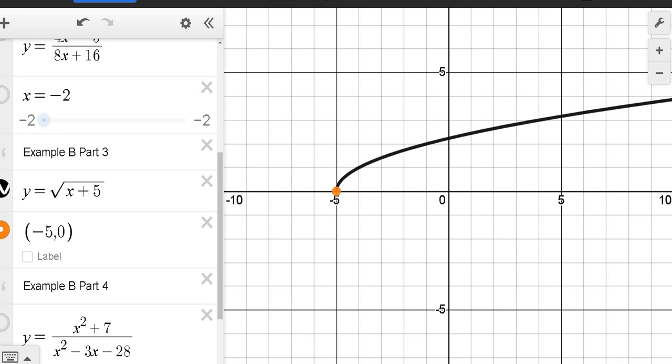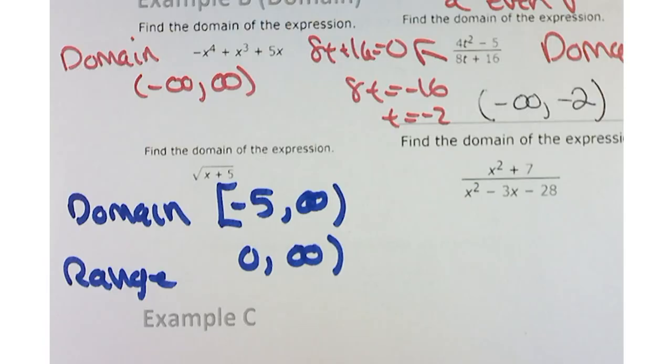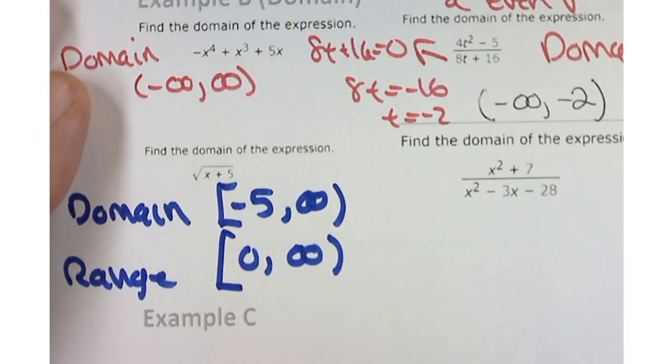Is 0 going to get a bracket or parenthesis? A bracket. That point is actually a point on the graph. The graph actually gets down to 0. It touches 0, so 0 is included. If I want to include that as part of the range, I use a bracket.